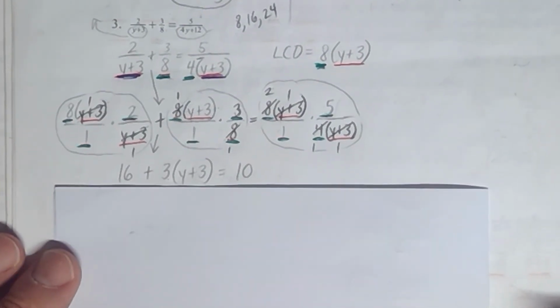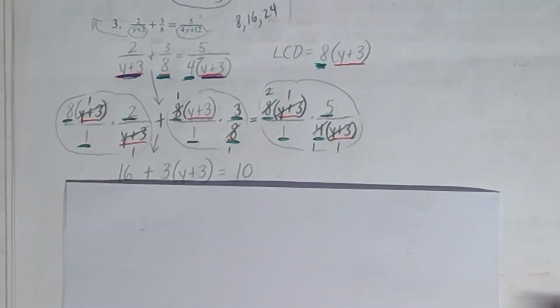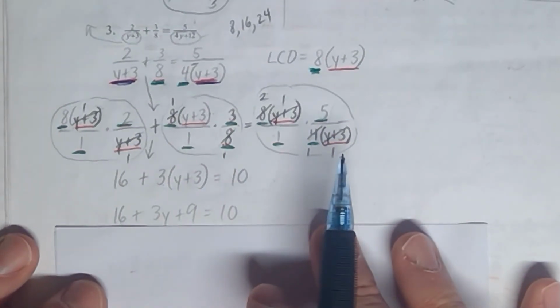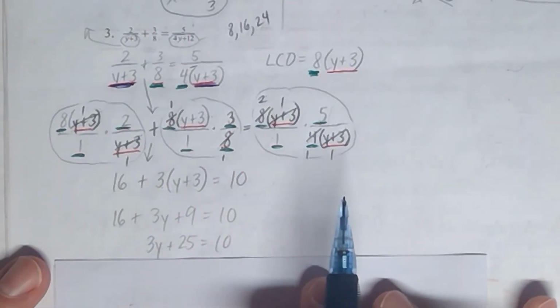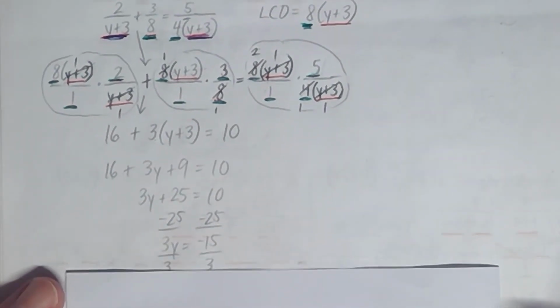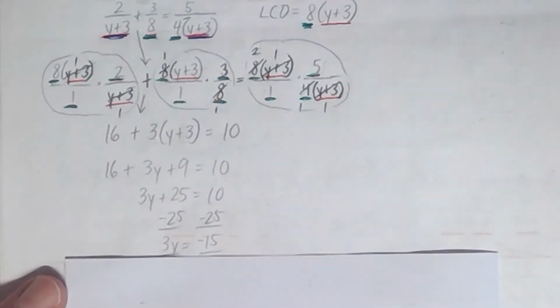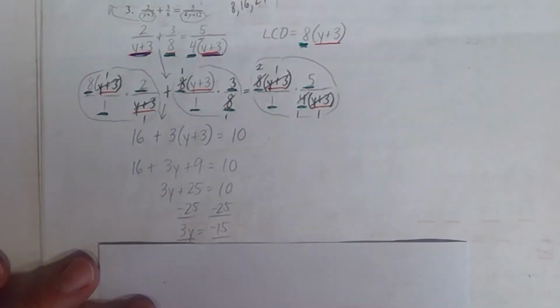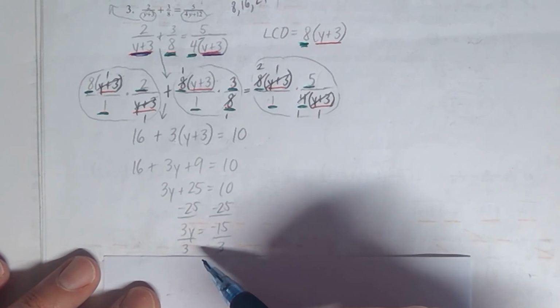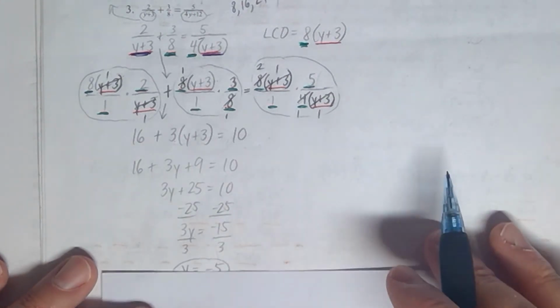And once again, as we wrap up this last problem, we have a linear equation. So we do the normal steps. Distribute. Combine like terms. Move over the 25 with the 10. Okay, all the same normal linear steps. All right. Then we divide out by 3. Okay, and that gives me y equal to negative 5.